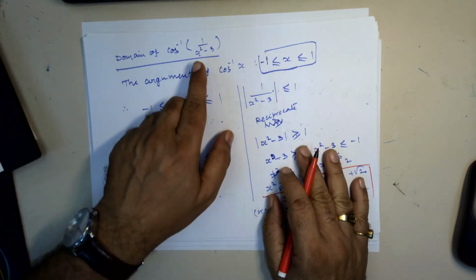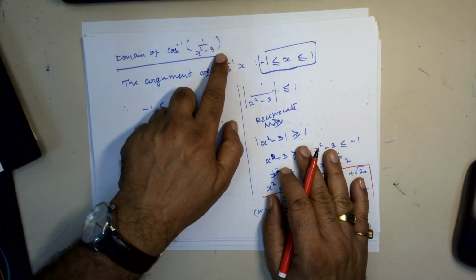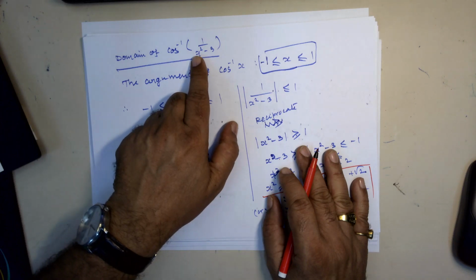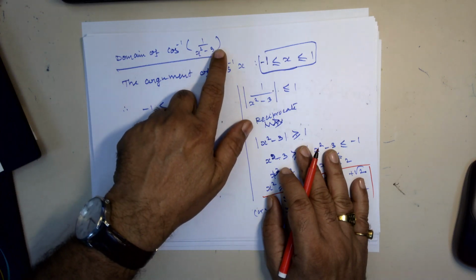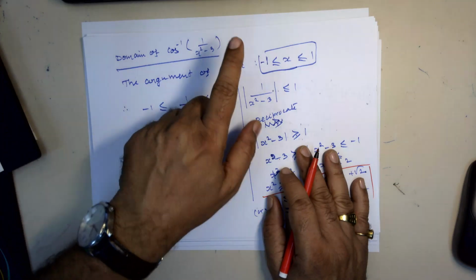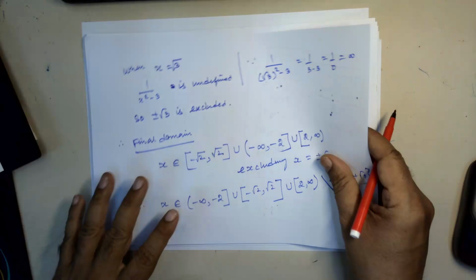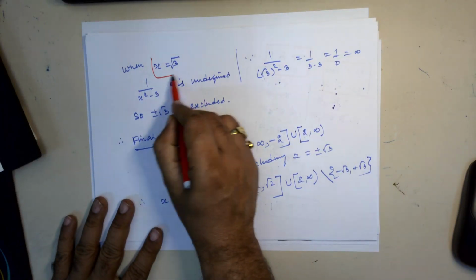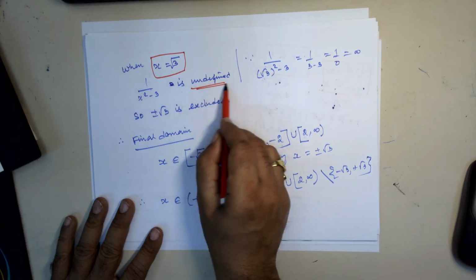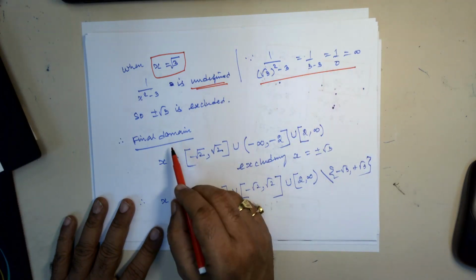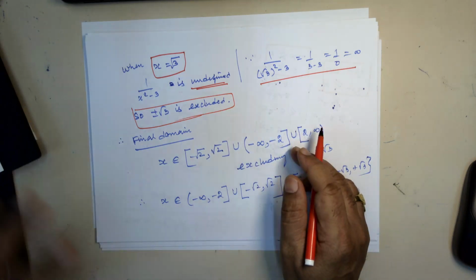Clear? But when you take x as root 3, then root 3 squared is equal to 3, so 3 minus 3 becomes 0. So that is infinity. It cannot be determined, so that point should be excluded from the domain, and that should be indicated. That is why I have taken x equal to root 3 means 1 by x squared minus 3 is undefined. Why? Because of this. So root 3, plus or minus, should be excluded.